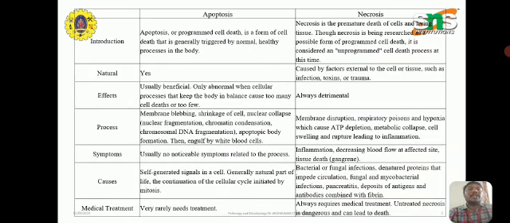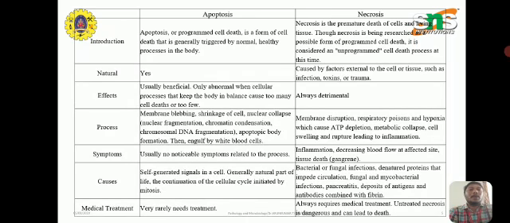So we are going to see the difference between apoptosis and necrosis. Introduction: apoptosis is programmed cell death, a form of cell death that is generally triggered by a normal healthy process in the body. But necrosis is the premature death of cells in living tissue. Though necrosis has been researched as possibly related to programmed cell death, it is considered an unprogrammed cell death process at this time. Then about the natural: apoptosis is natural, but necrosis is caused by factors external to the cell or tissue, such as infection, toxins or trauma.